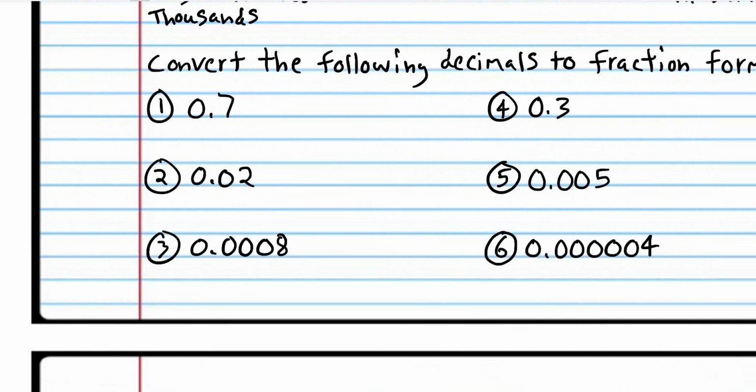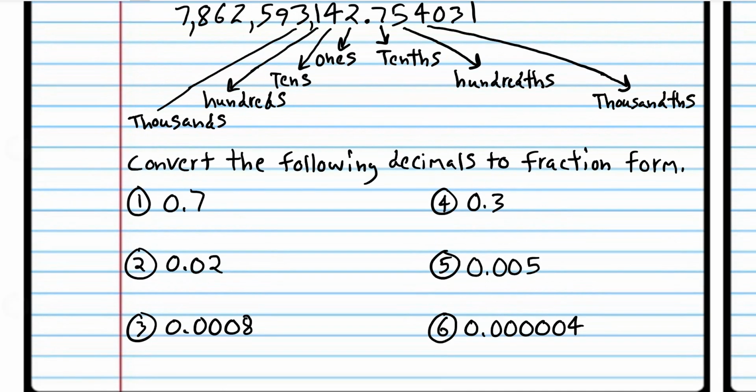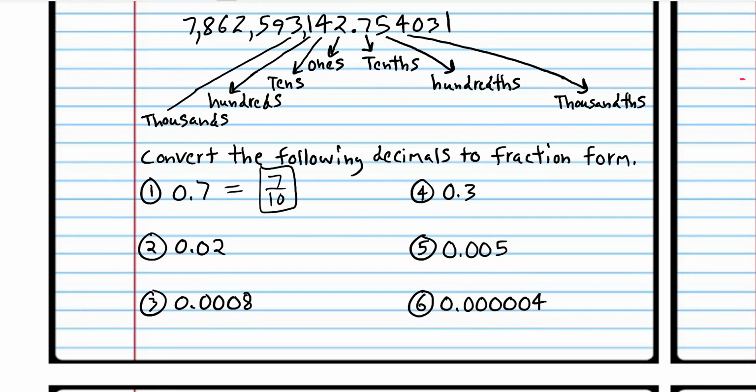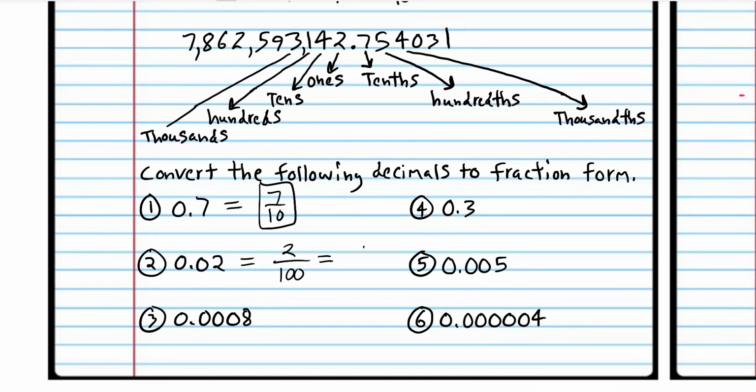Number 1, convert the following decimals to fraction form. So the 7 is in the tenths place. So we write 7 over 10. Easy. Just like this 7 up here was in the tenths place. Now down here, the 2 is in the hundredths place. So we write over 100. And we can actually reduce that. If we divide both sides by 2, we get 1 over 50.